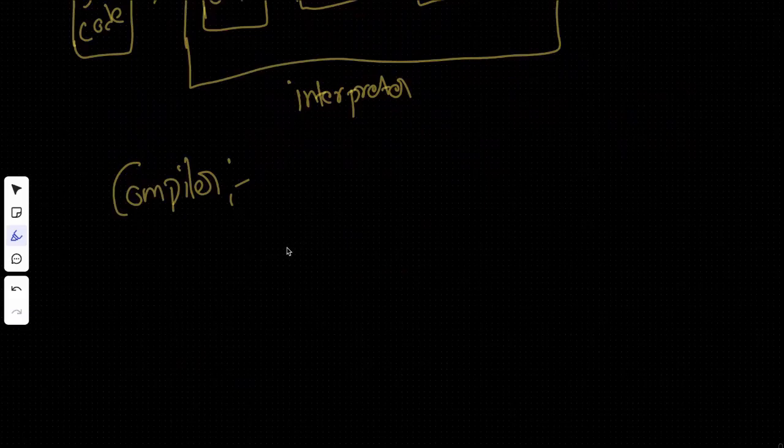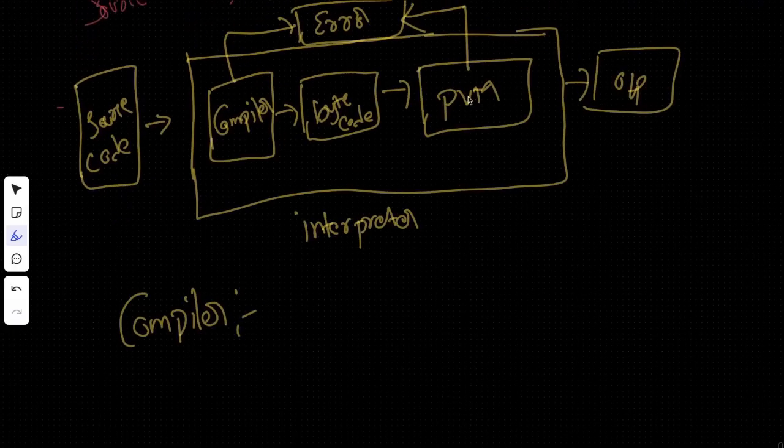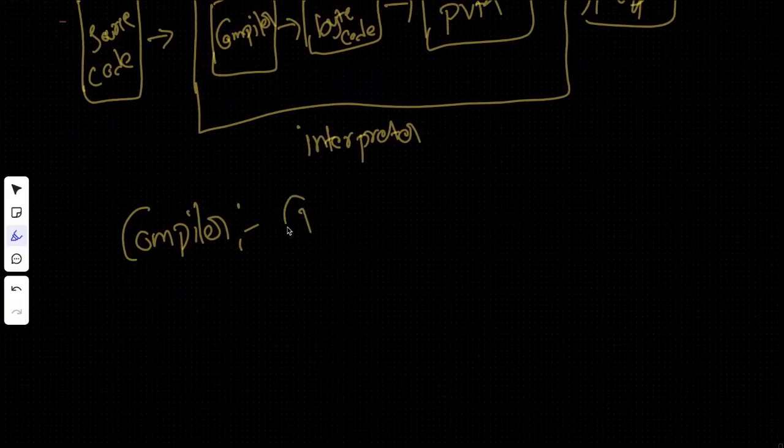And next, bytecode generation. Once the code is validated, the compiler translates the human readable text into a set of instructions for the PVM. That means the Python virtual machine. PVM is the Python virtual machine. The bytecode is typically saved in the interpreter with a .pyc extension. Okay, first it checks the syntax errors.